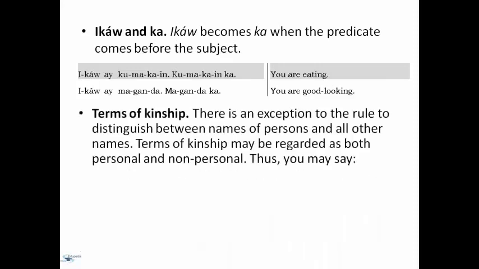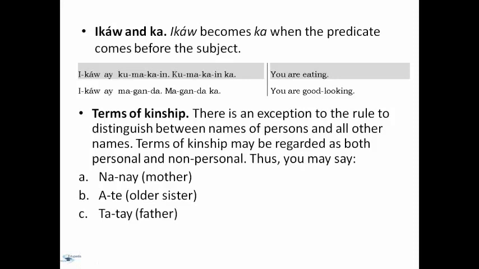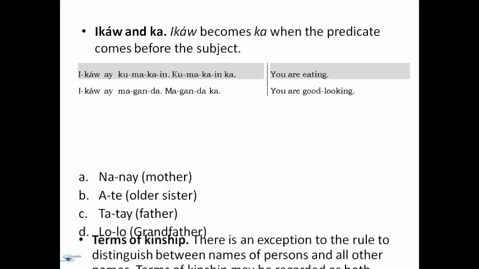Terms of kinship. There is an exception to the rule to distinguish between names of persons and all other names. Terms of kinship may be regarded as both personal and non-personal. Thus, you may say nanay, mother. Ate, older sister. Tatay, father. Lolo, grandfather.